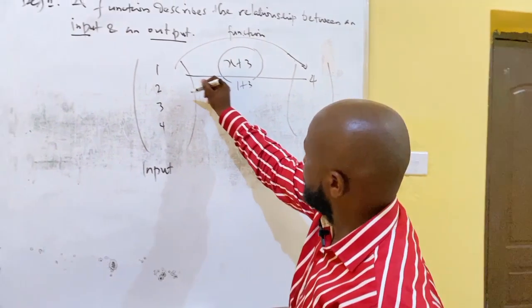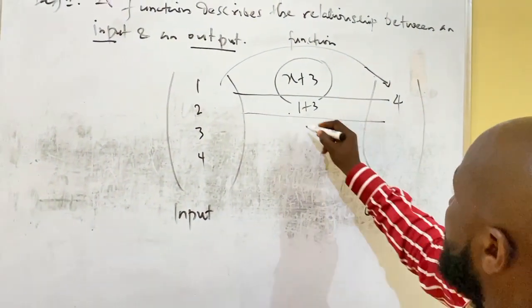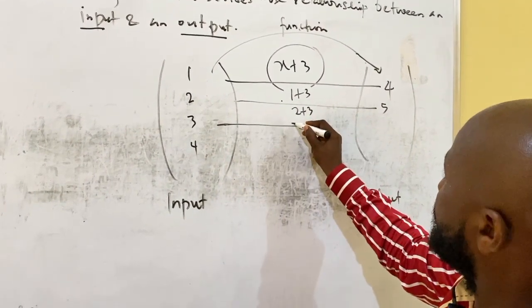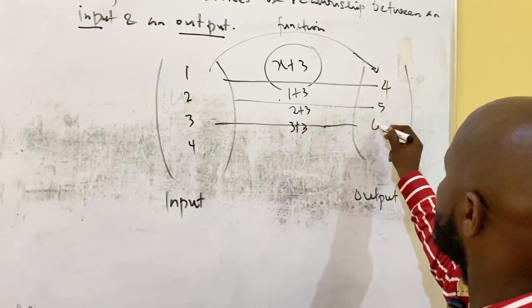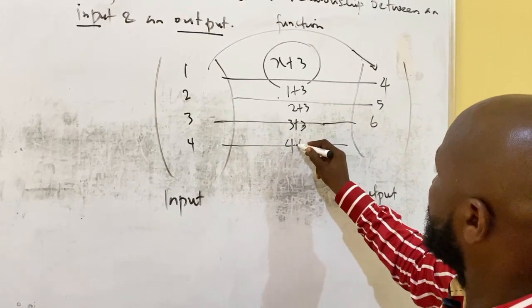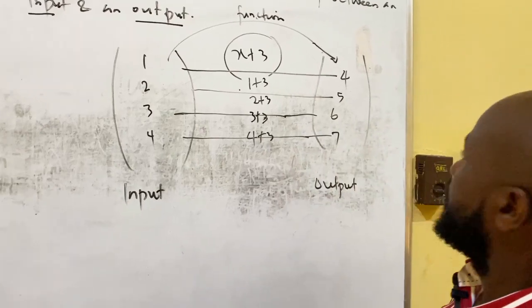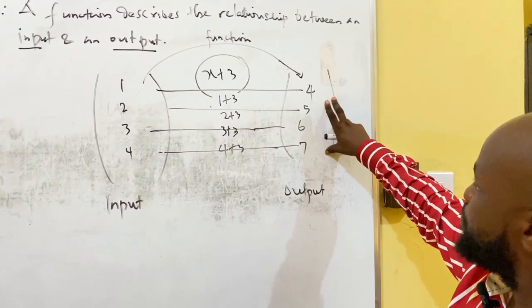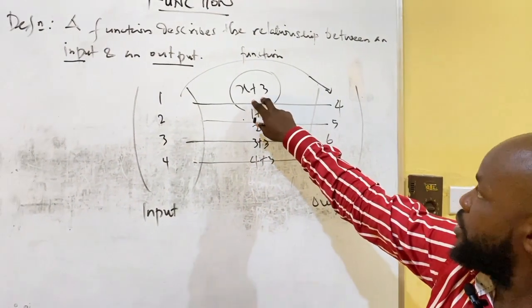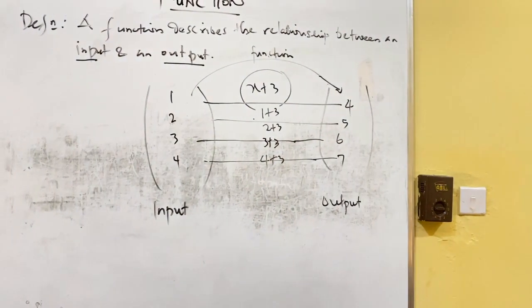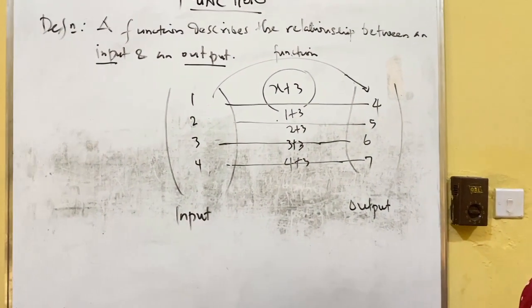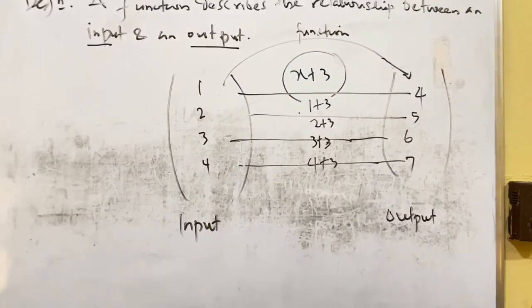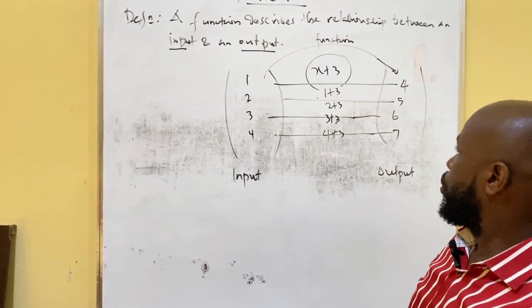So if we link this input now, we have 2 plus 3, and that gives 5. This will give 3 plus 3, and that gives 6. And this will give 4 plus 3, and that gives 7. So with this, we've been able to link the inputs to their respective outputs using this function x plus 3. We can also say that a function is simply a mapping that links the input to the respective output. Okay? So there's what we call the domain and there's what we call the range.